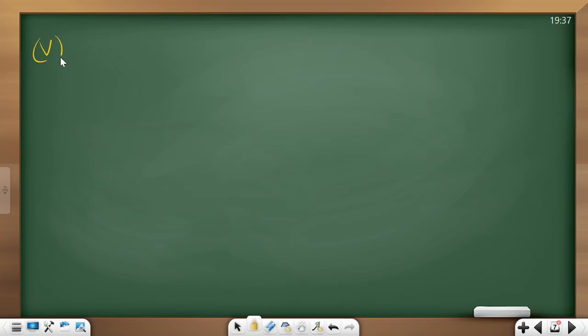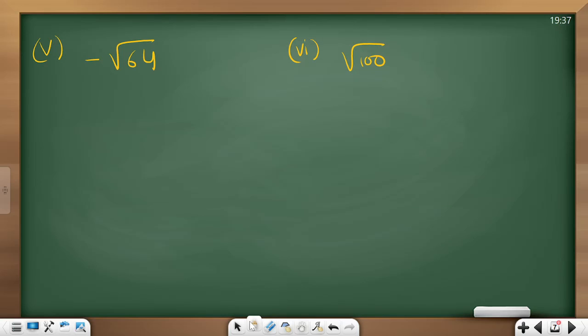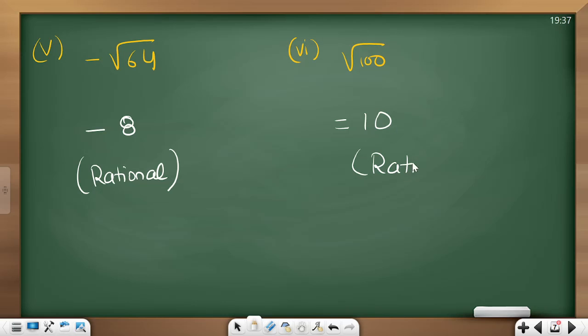Next question, fifth one, minus root 64. Sixth question, root 100. So minus root 64 is going to be minus 8. Root 64 is 8, and minus 8 is a rational number. Clear? Next, root 100. The answer is going to be 10. It is a rational number. So both are rational numbers. I think you are clear till here, right? Okay, fine.